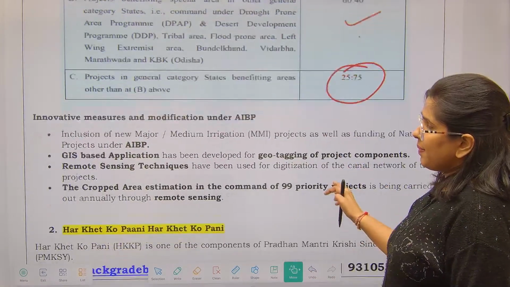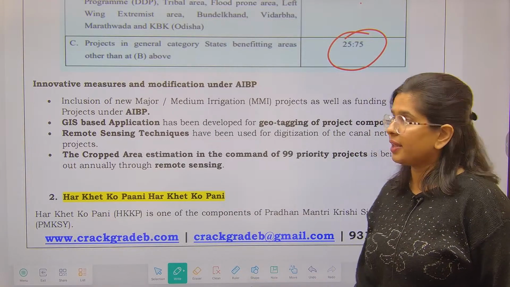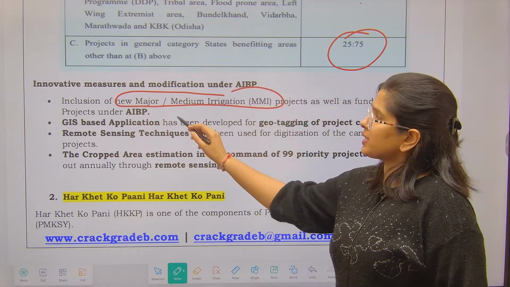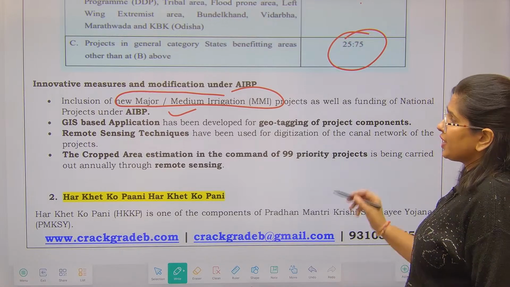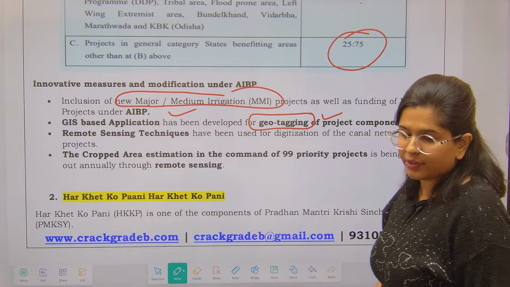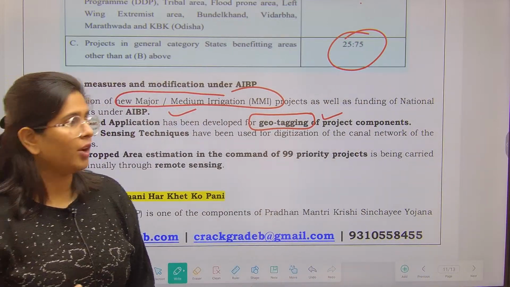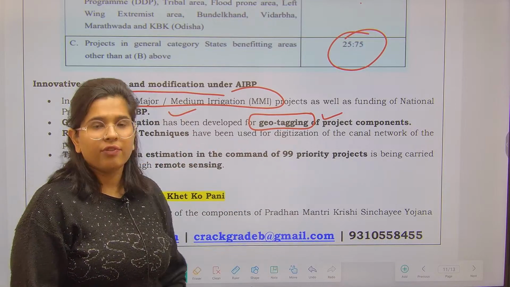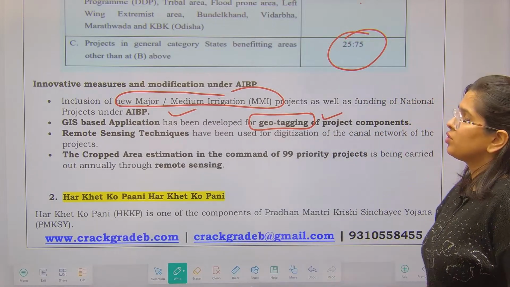Now let's see the measures that have been taken under this AIBP, Accelerated Irrigation. New major and medium irrigation projects have been included, right? GIS information based applications have been developed so that you can geotag the project, what you have done on road, so that you can check it online as well by the use of technology, that is geotagging. We all know, we all use it on a daily basis, right? So this is also something that you need to remember.